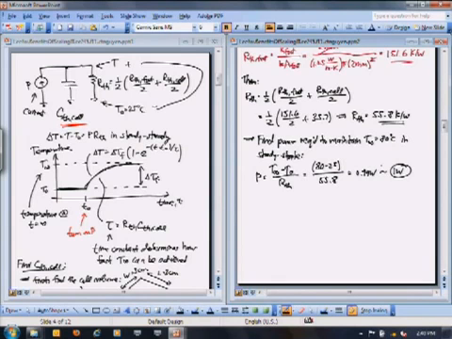Okay, and that's a ballpark figure. What's the actual answer going to be? It's going to be a little bit different from that, right? Somewhere close to that, but for all intents and purposes, it's 1 watt for us.